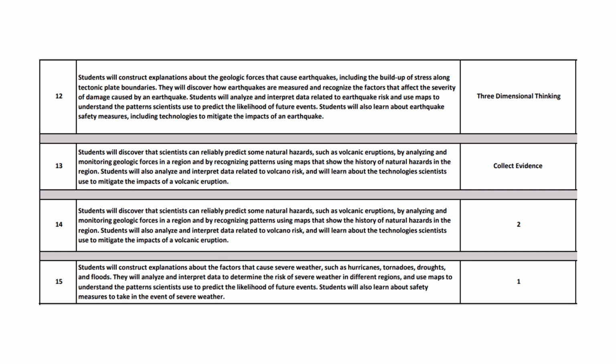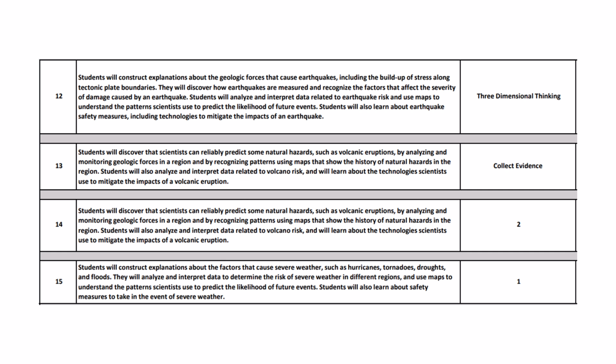So students, let's look at 15. The next question. Students will construct explanations about the factors that cause severe weather, such as hurricanes, tornadoes, droughts, and floods. They will analyze and interpret data to determine the risk of severe weather in different regions, and use maps to understand the patterns scientists use to predict the likelihood of future events. Students will also learn about safety measures to take in the event of severe weather.